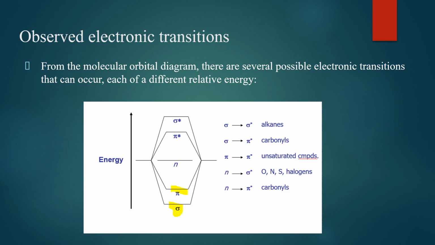This one is a pi. And then come the orbitals that hold unshared pairs, that is the non-bonding orbitals. You can also see the presence of unoccupied or antibonding orbitals like pi star and sigma star in the case of electronic transitions.